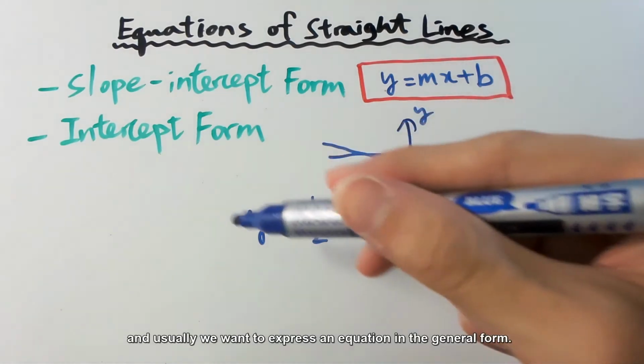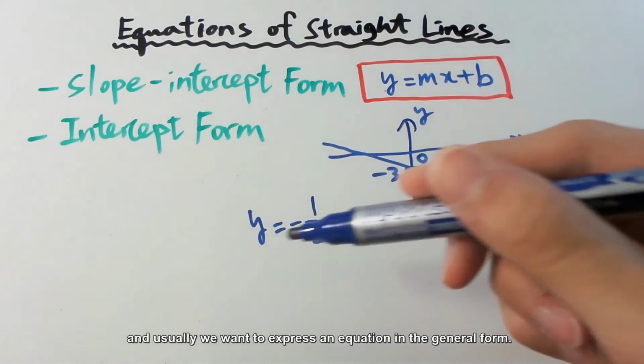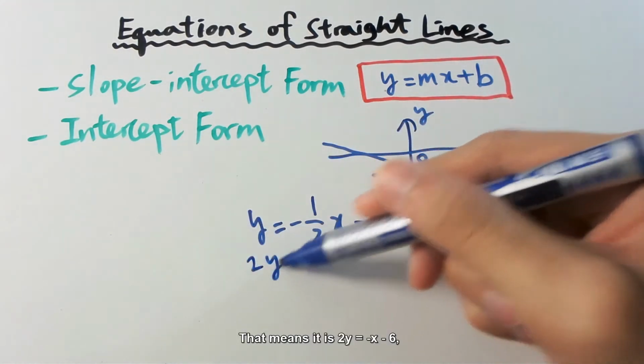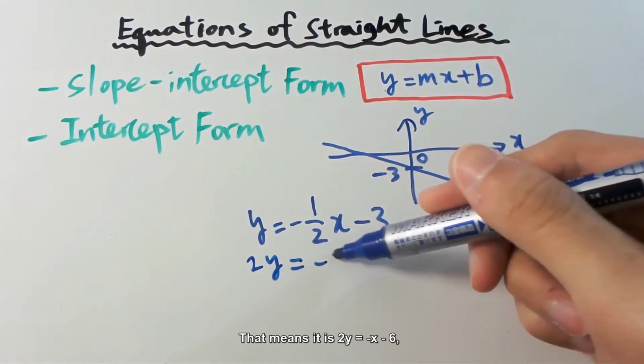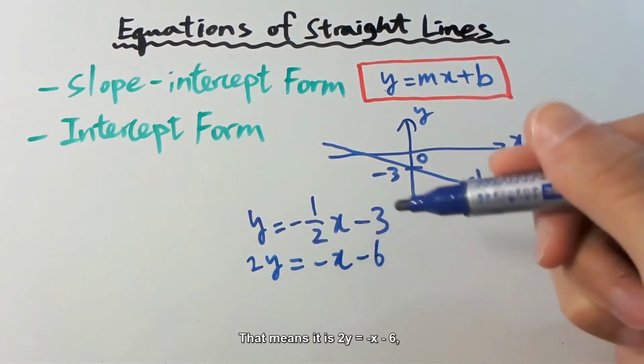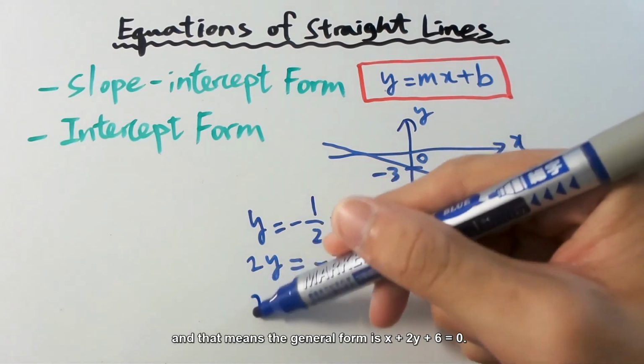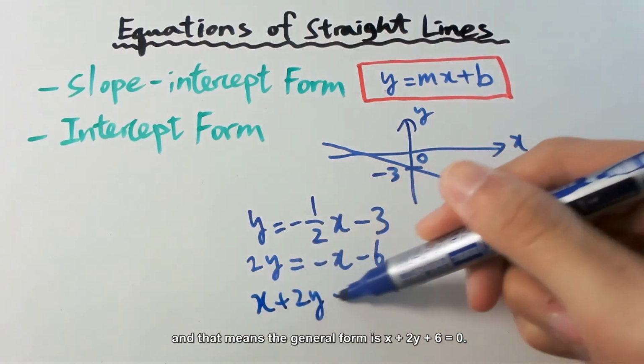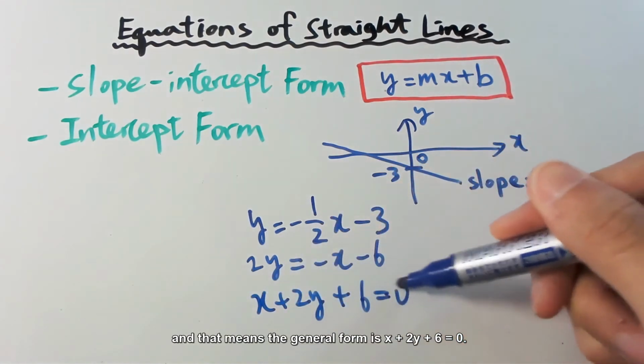And usually we want to express an equation in a general form. That means it is 2y equals minus x minus 6, and that means the general form is x plus 2y plus 6 equals 0.